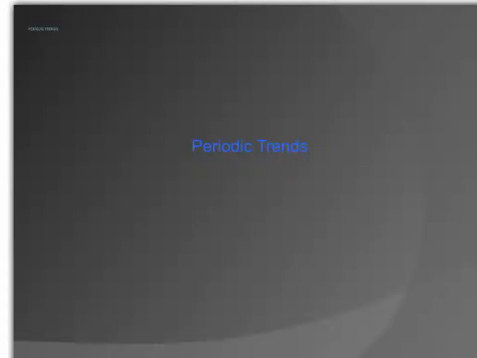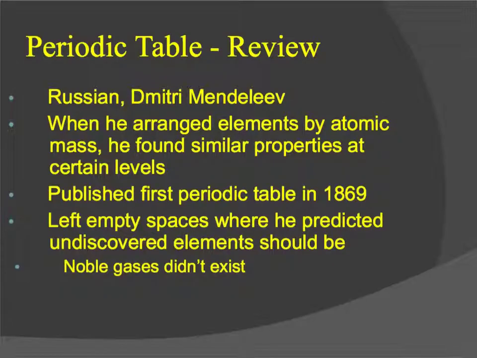This video is going to go over all of the trends on the periodic table. As a review, the first periodic table was created by a Russian scientist named Dmitry Mendeleev. He arranged the elements by atomic mass, and he found that when he arranged them that way, they had similar properties on certain levels. He first published the periodic table in 1869, very long time ago.